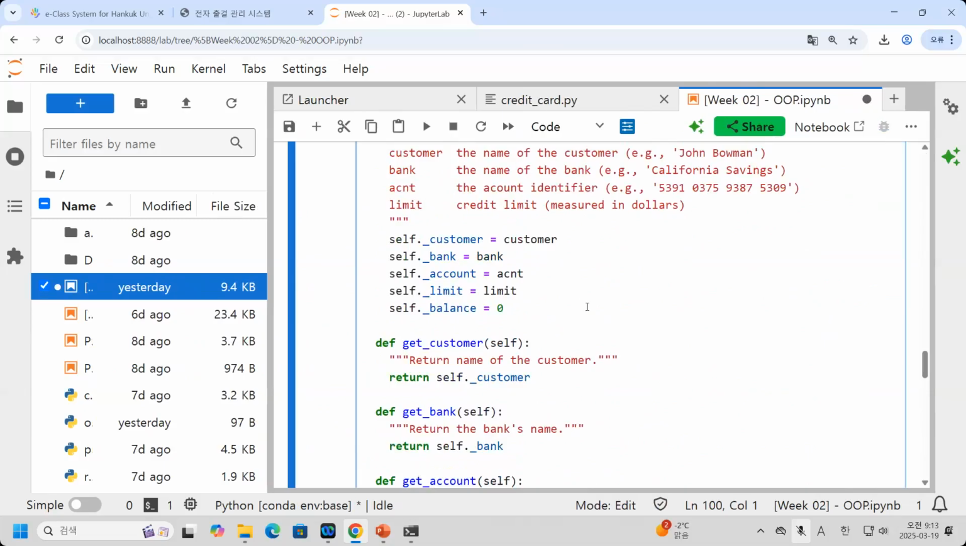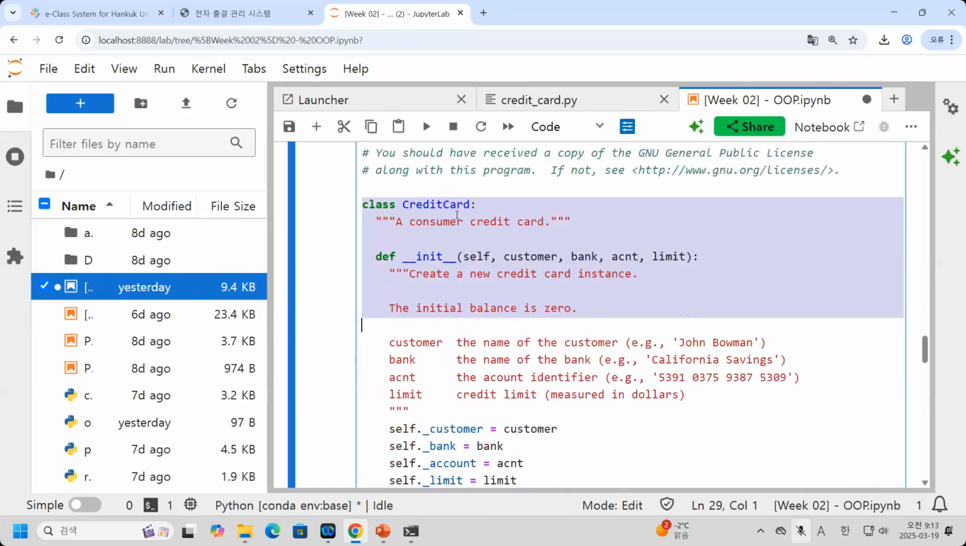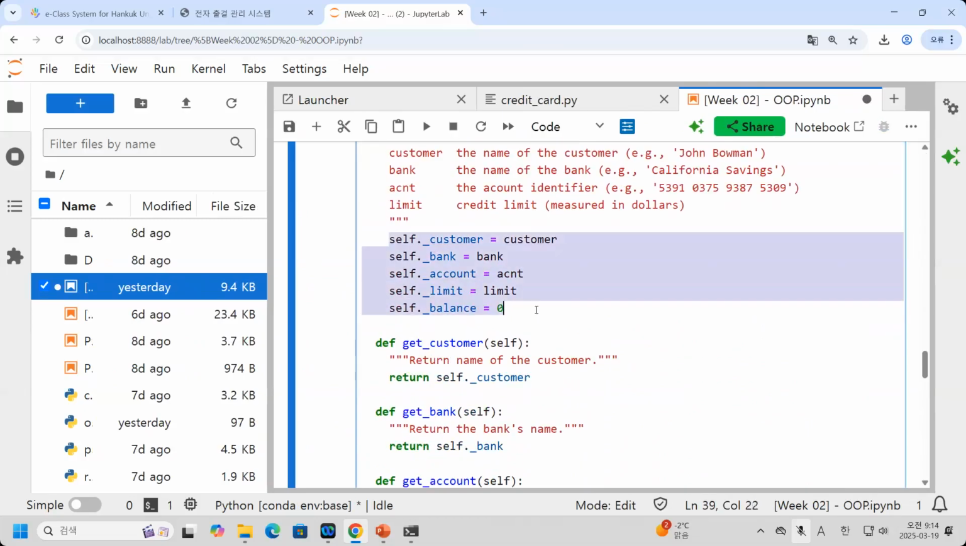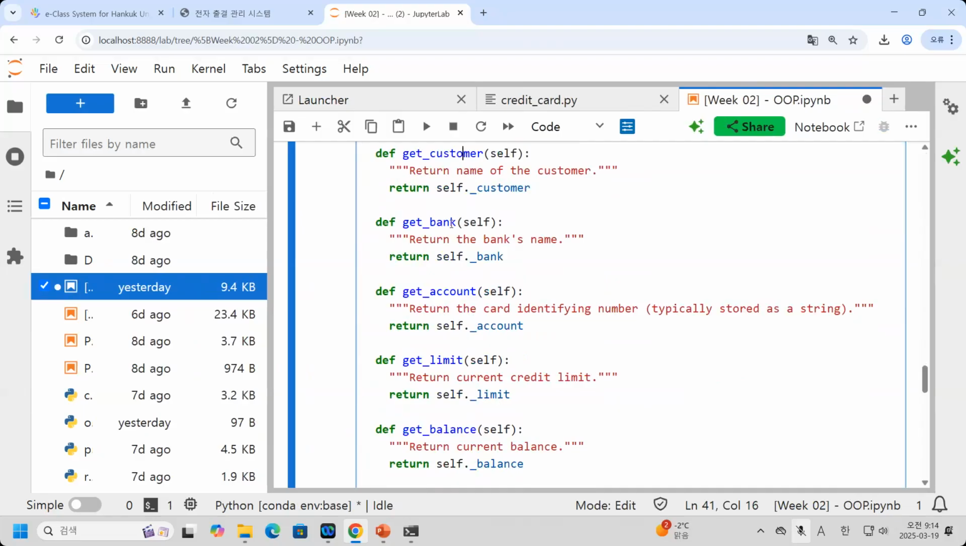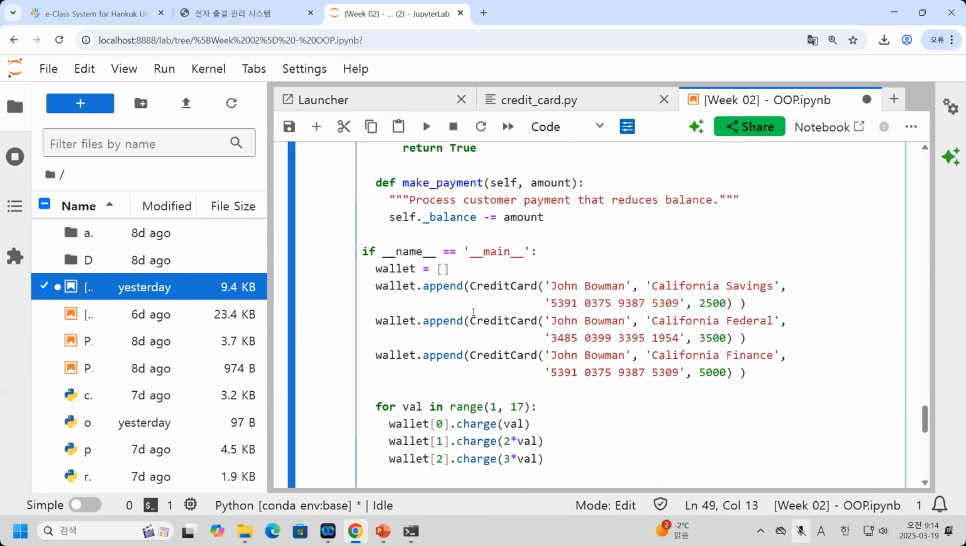So you see the code is the same as on the PowerPoint. We have the class credit card, and then we have the constructor, and then we have the information about the data members, and then we have the methods, as I mentioned to you. Now, you can see we have the main method. So the main method is to execute the class.